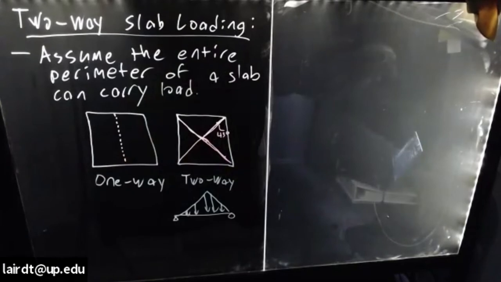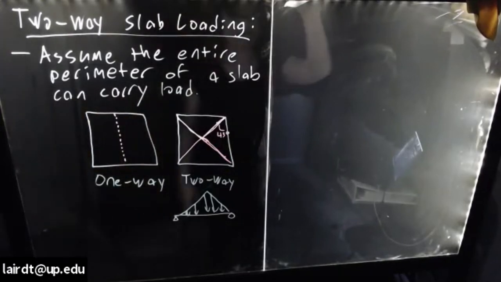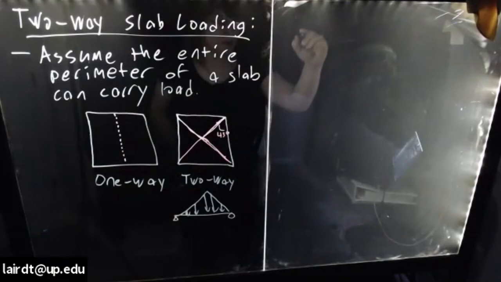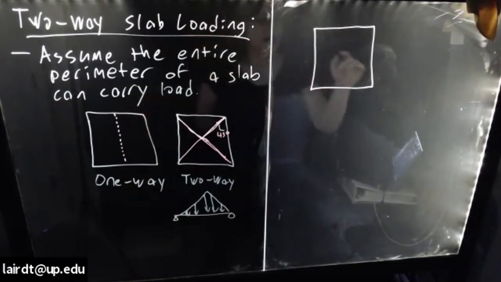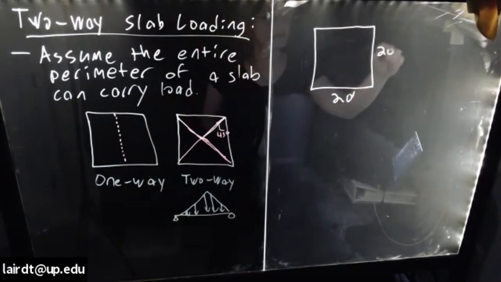So let's look at an example of a simple two-way slab. And let's say we have a slab that has beams on all four sides. And let's make this 20 feet by 20 feet.